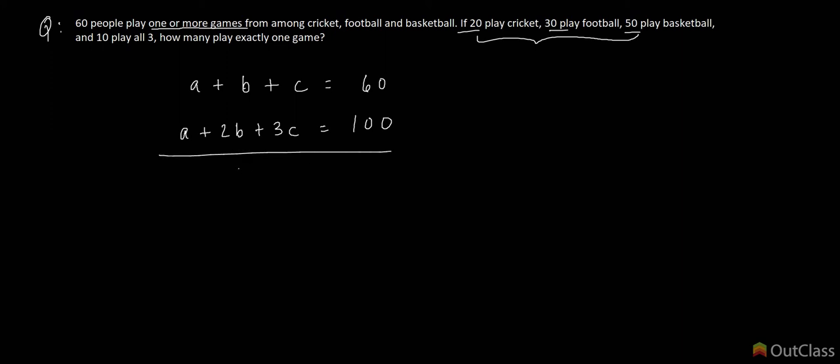You can subtract this to get B plus 2C is equal to 40, and you can substitute C is equal to 10, which will give you that B is 20. And if you substitute the 10 and 20 in the first equation, you will get A is equal to 30, and that is your answer.